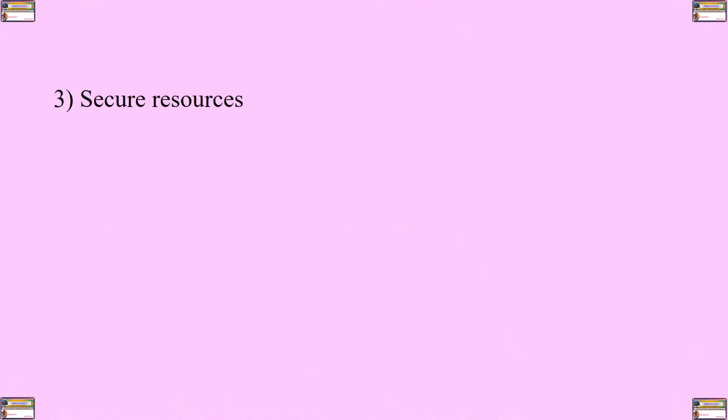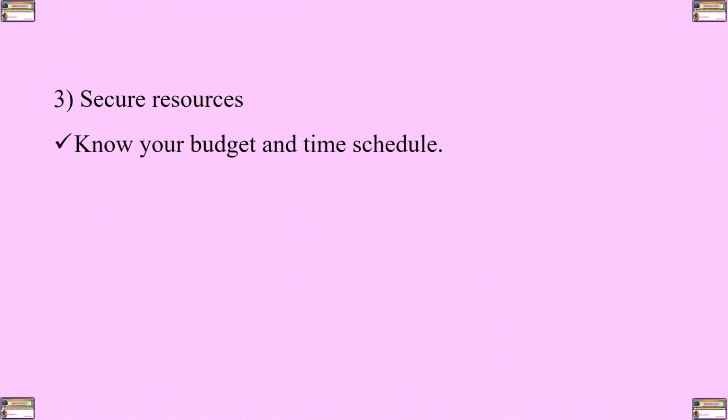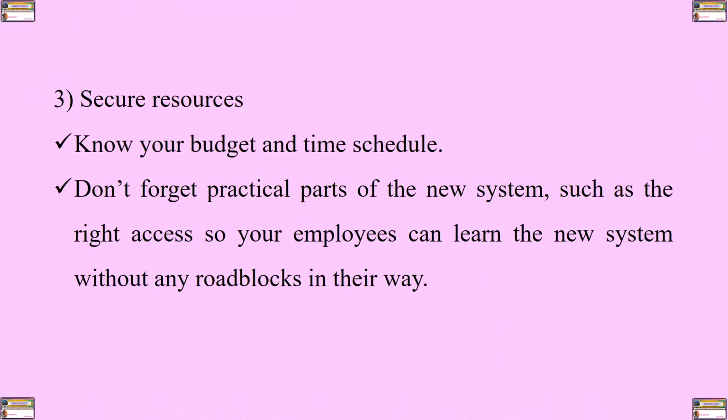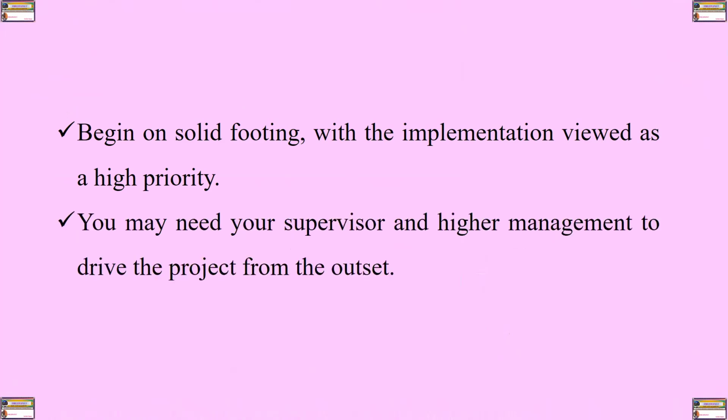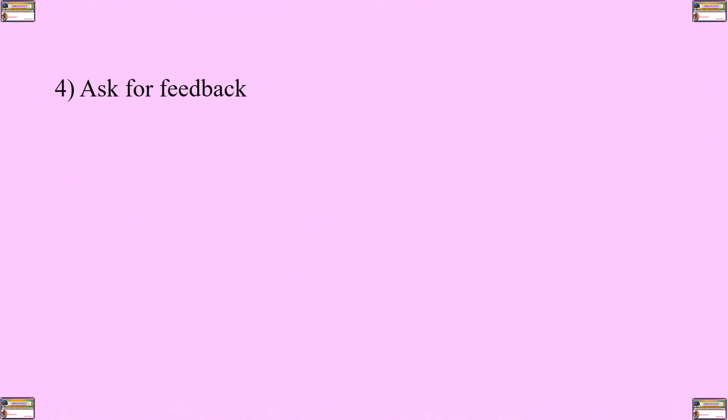Number 3 is secure resources. Know your budget and time schedule. Don't forget practical parts of the new system, such as the right access for your employees. Also, make sure your employees can learn the new system without any roadblocks in their way. Begin on a solid footing, with implementation viewed as a high priority. You may need your supervisor and higher management to drive the project from the outset.